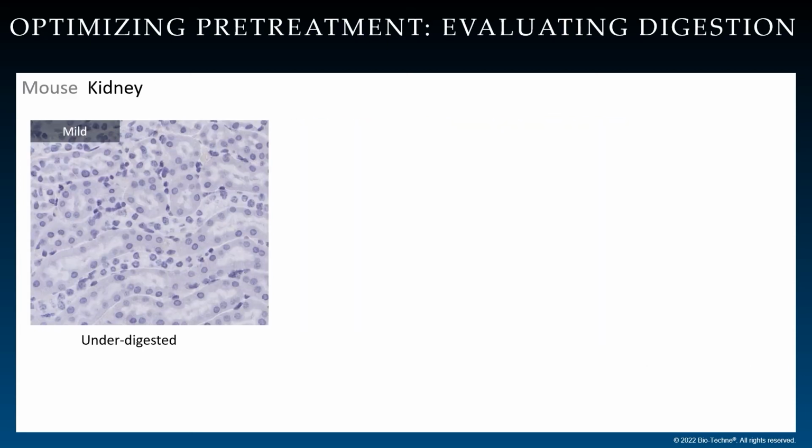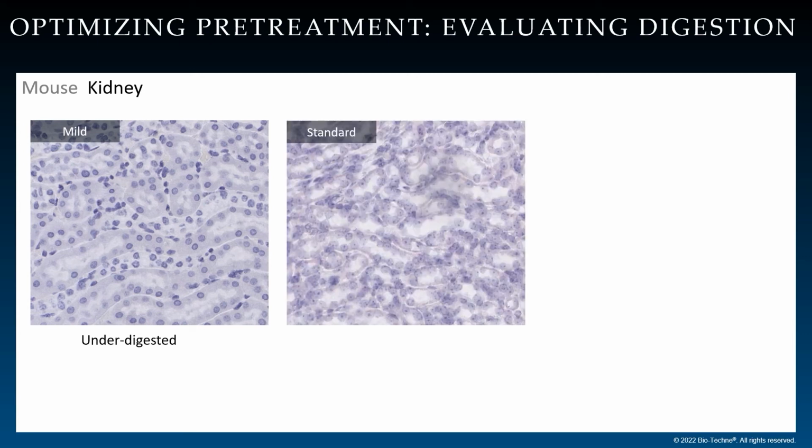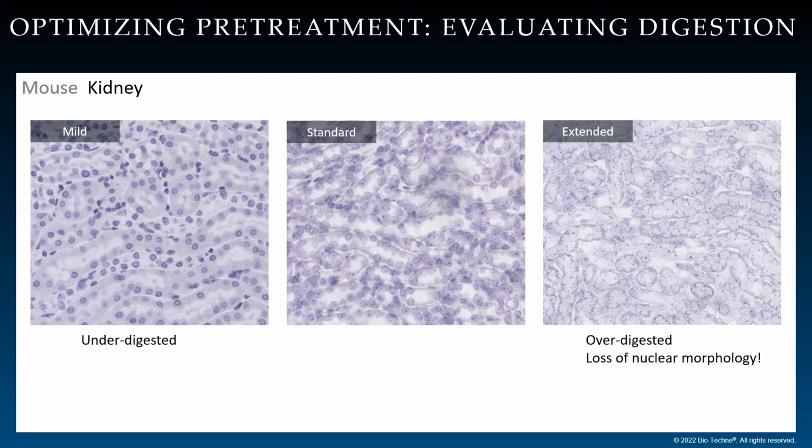This sample comes from mouse kidney tissue. Again, the underdigested sample shows virtually no digestion of the nuclei or changes in tissue morphology. In the middle, we see a sample with acceptable permeabilization. While nuclei and tissue morphology are generally intact, the borders of nuclei are less well defined. In the sample on the right, overdigestion has resulted in loss of both nuclear and tissue morphologies. In this example, the standard pretreatment conditions were optimal for these samples.